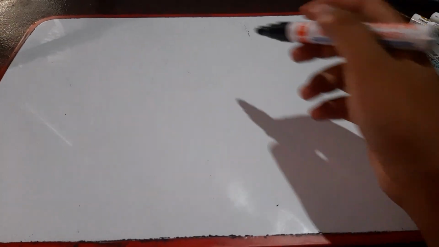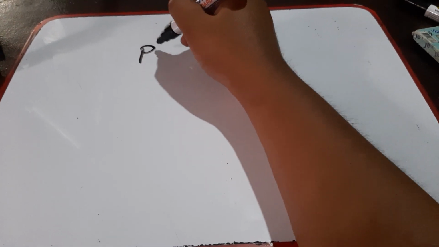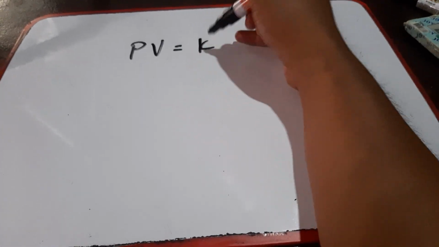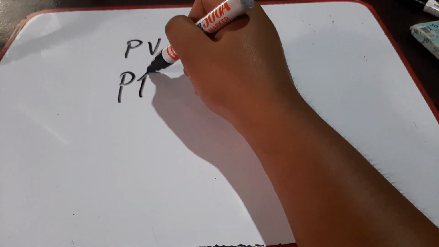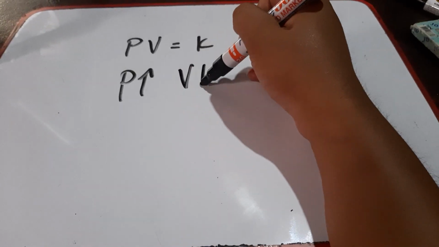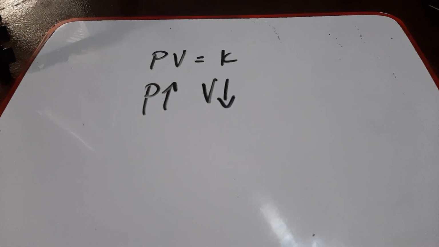All right. Last time we talked about Boyle's Law. Just a quick recap: Boyle's Law talks about the relationship between pressure and volume. And we learned that they are inversely proportional, meaning as we increase the pressure, the volume decreases, and vice versa. As we decrease the pressure, volume increases.